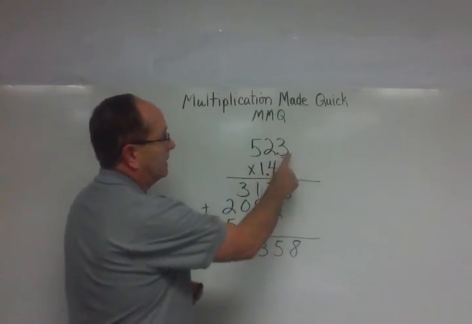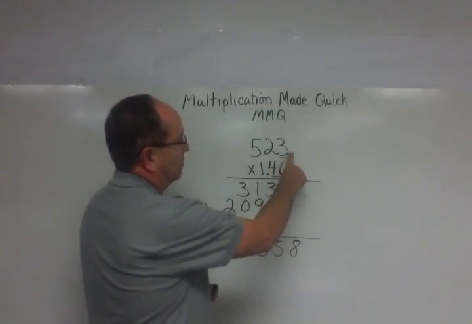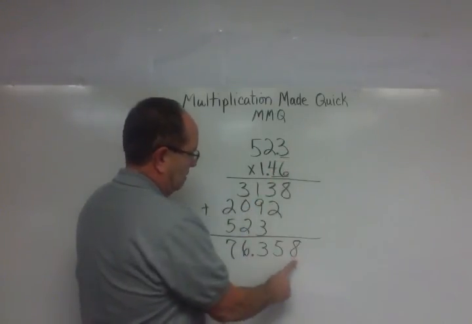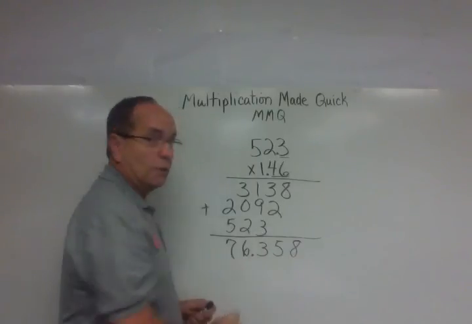So again, how many places to the right? 1, 2, 3, 1, 2, 3, decimal goes.